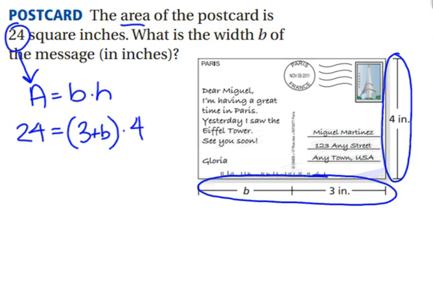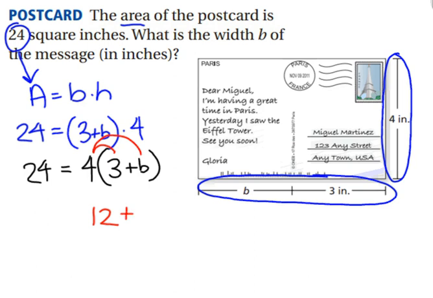Okay, from here, we still are distributing. We're just kind of distributing backwards. We're doing 4 groups of 3 plus B. If it helps, this will make it look kind of like the ones from before. If it helps, you can flip-flop that and do 4 times 3 plus B. When you're multiplying 2 values, you're allowed to reverse the order like that. All right, we'll go ahead and distribute. 4 times 3 is 12. 4 times B is positive 4B, and then we still have equals 24.